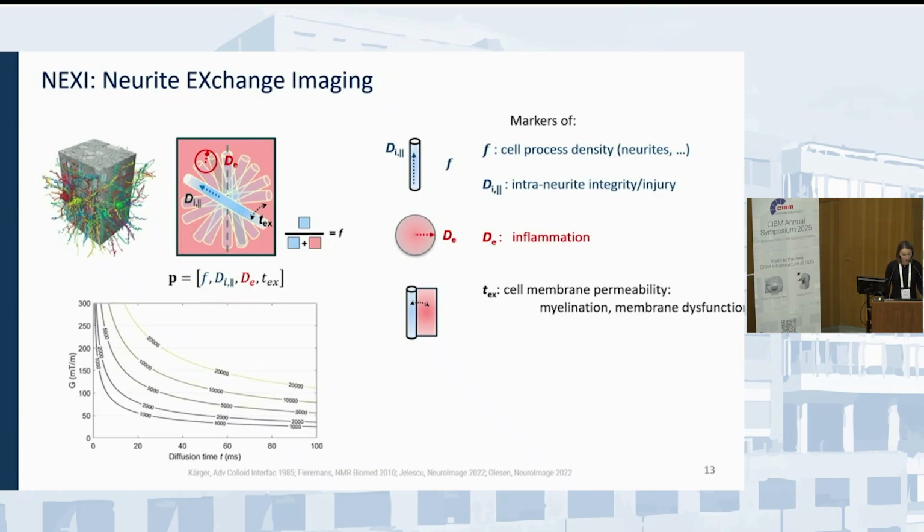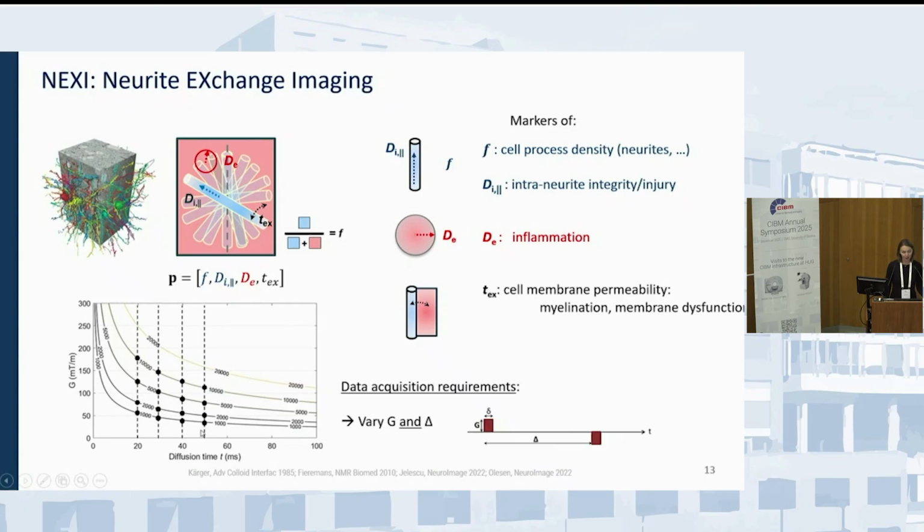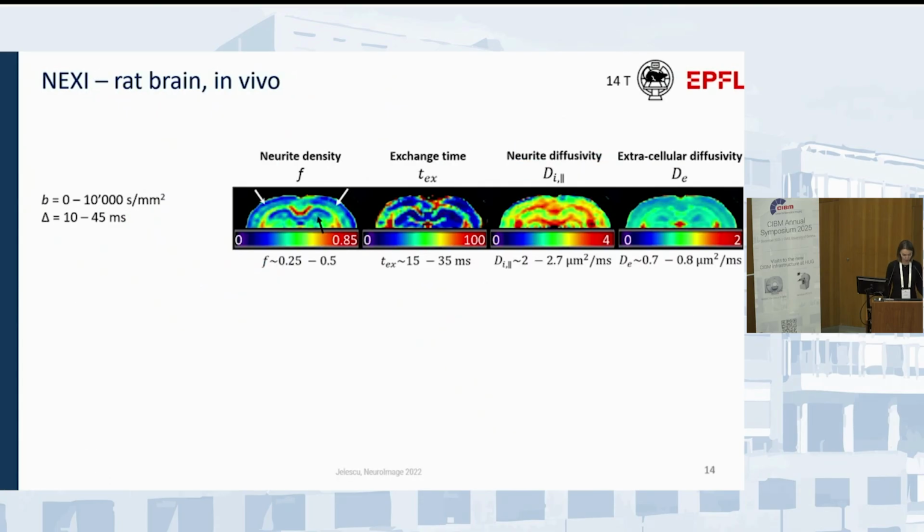dysfunction. A little bit of a warning here: in order to estimate this, not only do you have to go multi-shell, so different b-values, you also have to go multi-diffusion time, so changing the duration between the separation of the gradient pulses. And so this makes for quite advanced and lengthy protocols, but this is something we're also working on reducing. And so, of course, you try out a model for the first time, it's easier to start on this 14 Tesla at EPFL in animals.